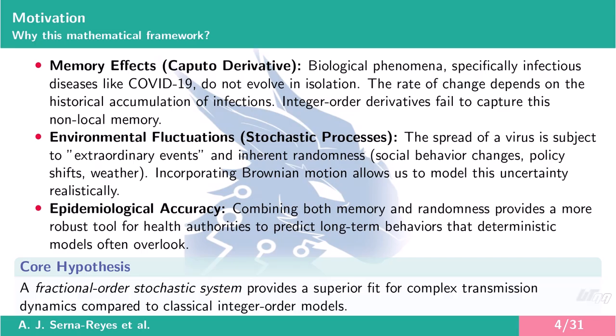Second, the spread of a disease is subject to unpredictable events such as policy changes, behavioral shifts, and environmental variability. To account for this, we incorporate Brownian motion into each compartment of the model. By combining both approaches, the fractional derivative and the stochastic process, we obtain a framework that simultaneously captures memory effects and environmental randomness in the transmission dynamics.